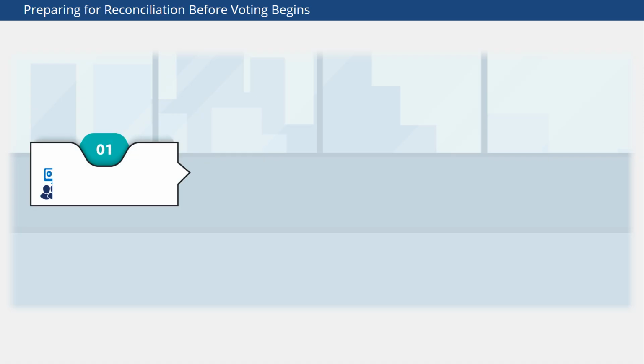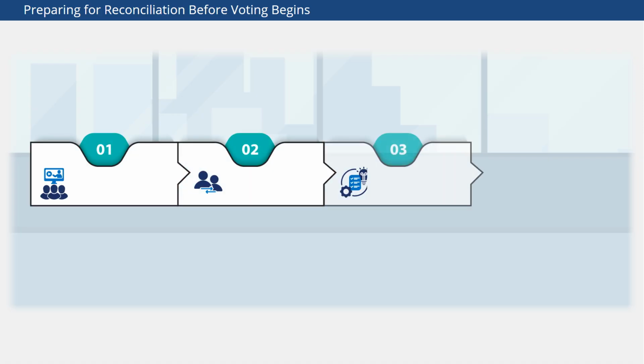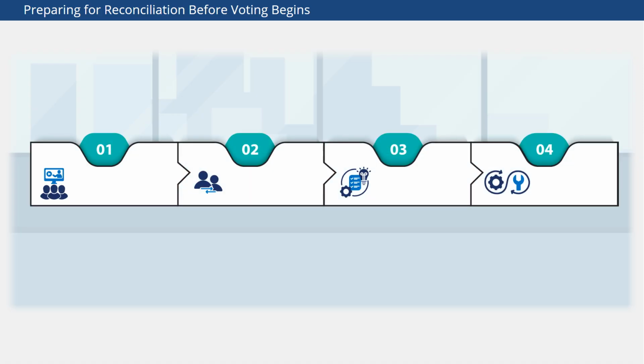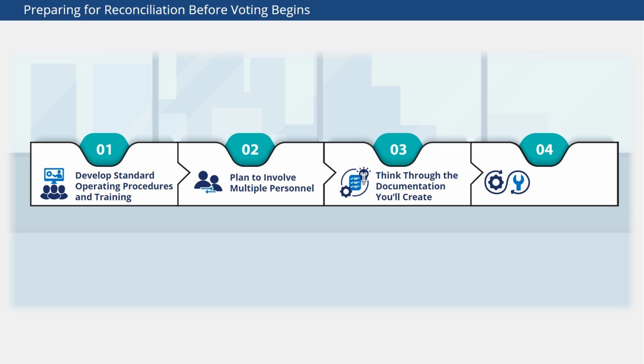Let's look at 4 important steps your office should take before voting begins to prepare to reconcile applications and ballots efficiently, accurately, and transparently. 1. Develop standard operating procedures and training. 2. Plan to involve multiple personnel. 3. Think through the documentation you'll create. And 4. Understand the technology involved.